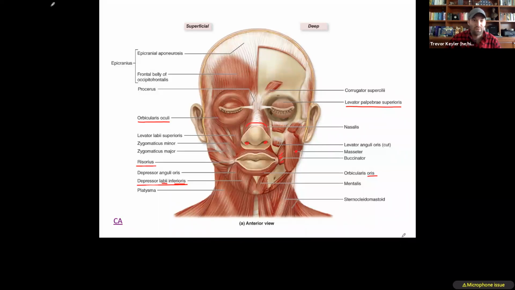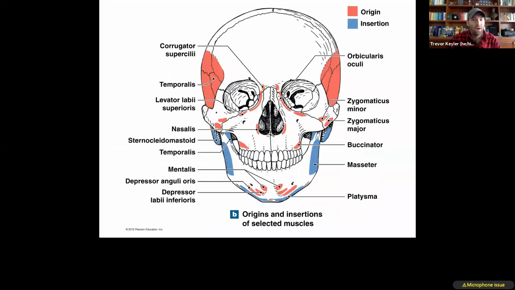So that was a quick review of these facial muscles. This slide's good for showing us the origin and insertion. And again, Complete Anatomy will be nice because you can isolate these different muscles.